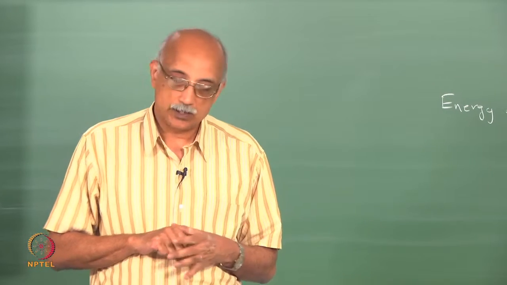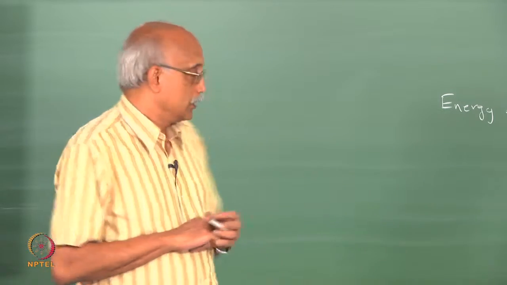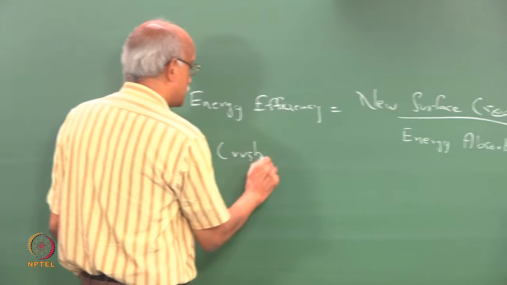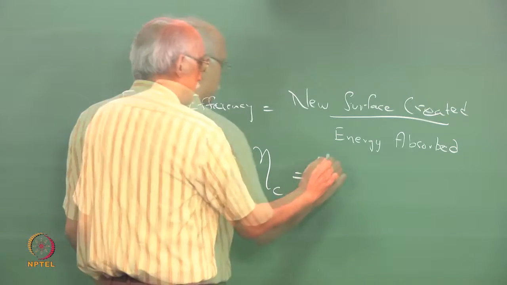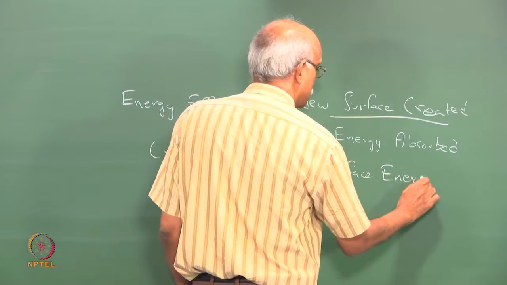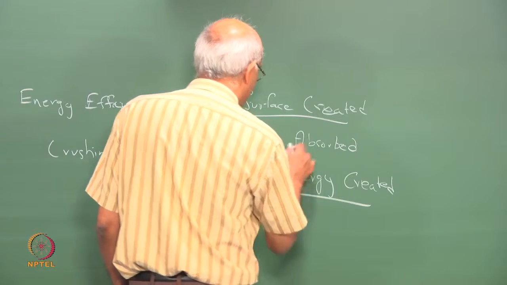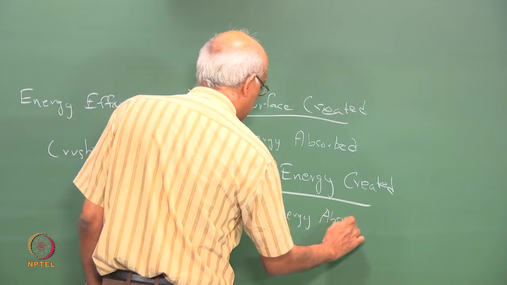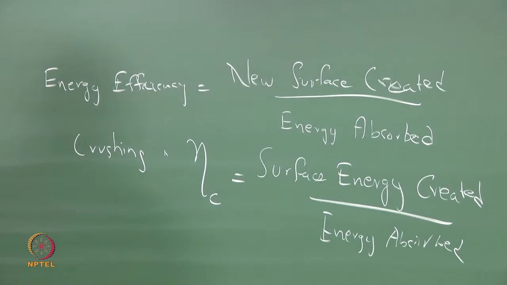But a more useful way to look at this is in terms of the surface energy parameter that we had discussed previously. You can also define, for example, in a crusher, the crushing efficiency eta C as surface energy created divided by energy absorbed. It is a better definition because it is non-dimensional, gives you a number that you can work with.